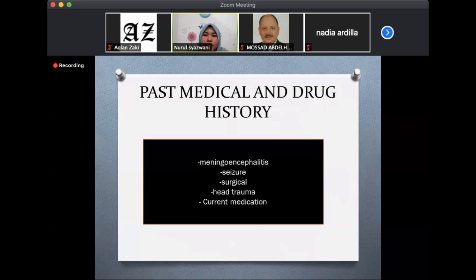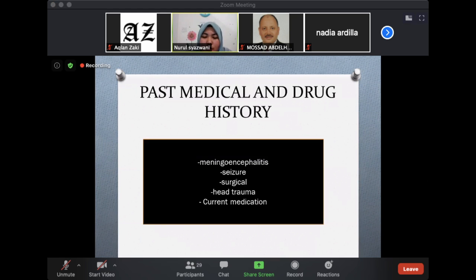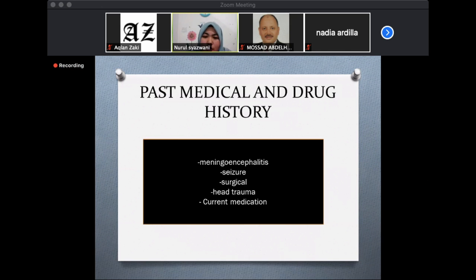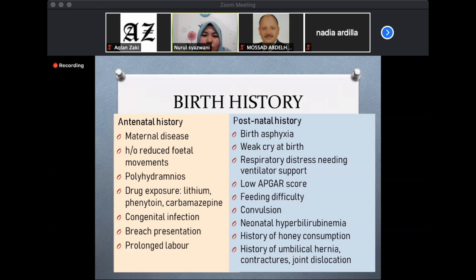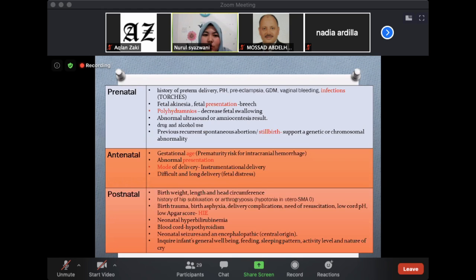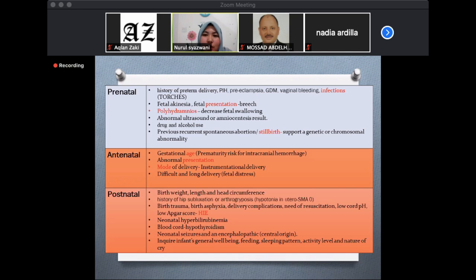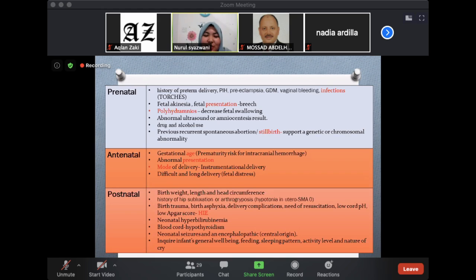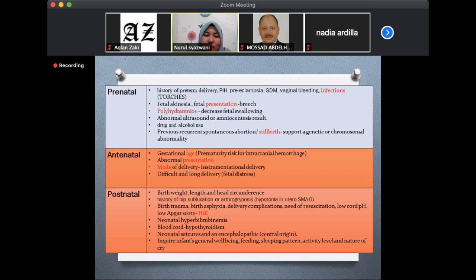For past medical and drug history, we need to check for any history of meningoencephalitis, seizure, any past surgical history, head trauma, and also his or her current medications. For birth history, we can divide into prenatal, antenatal, and postnatal. For prenatal, we can ask about any infection, TORCH infection, fetal presentation, polyhydramnios. Okay, for antenatal, we need to know the gestational age of the mother, gestational age of the infant, the presentation, and also the mode of delivery of the infant.